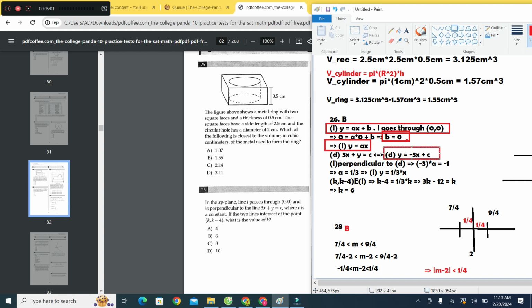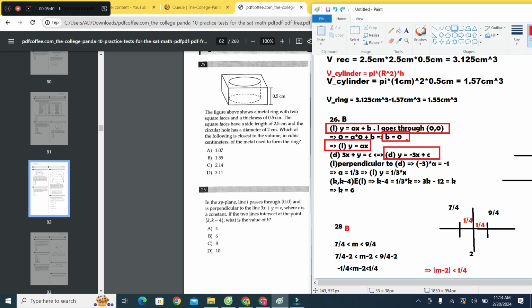Because L and T are perpendicular, the coefficients of x of the two lines have to have a product of -1. So the a here and the -3 here have to multiply together to yield -1. So we have -3 times a equal to -1. We can solve for a, and we see that a is equal to 1/3.